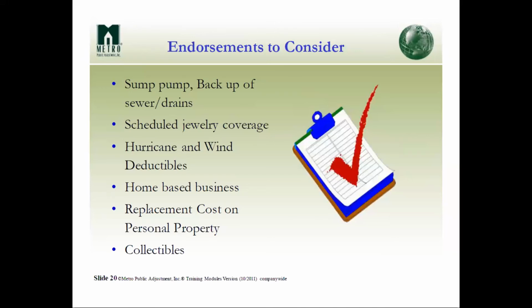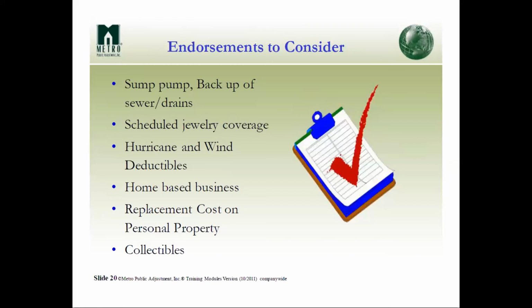Home-based business, if they have inventory, Avon or Amway or something else, and they've got things that are in the house, oftentimes those things are not covered by the homeowner's policy, and they need an endorsement for home-based business in order to have those business products and that business property covered on their home property.